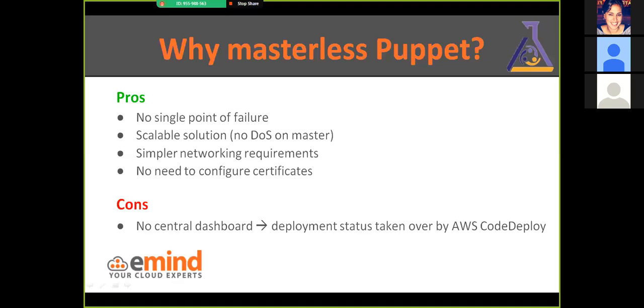The only drawback here is that there's no central dashboard. Puppet Enterprise works with the master and the dashboard that gives you some sort of reports on what's happening with your deployments, gathering information from hosts connecting to the master. So this is something that you lose. On the other hand, we can look at the status of deployments by looking at CodeDeploy in the Amazon console. This is some sort of a solution for that.